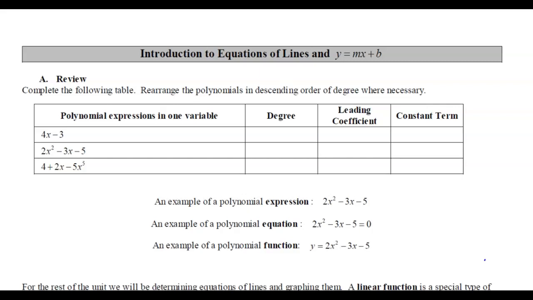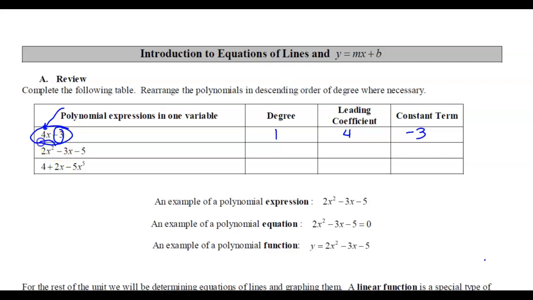Okay, so the first one just has an x term, so it's degree 1. The leading coefficient, you look at that x term because it's the highest degree term, and the coefficient is 4. And the term without a variable is -3. Take the sign in front, right? Don't just say 3. It's subtract 3, which means it's -3.